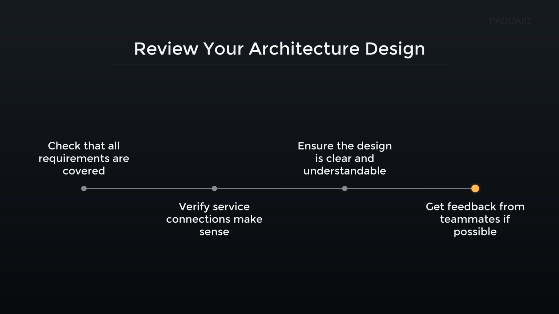Get feedback from teammates if possible. This means sharing your architecture design with colleagues to gather their insights and suggestions. For example, after drafting a CAP application, ask a peer to review it. They might spot a missing security check you overlooked. This collaborative step helps strengthen your design and prevent potential issues.